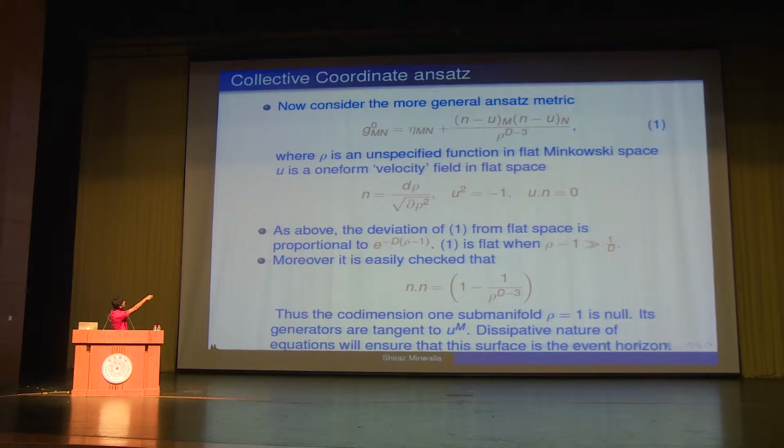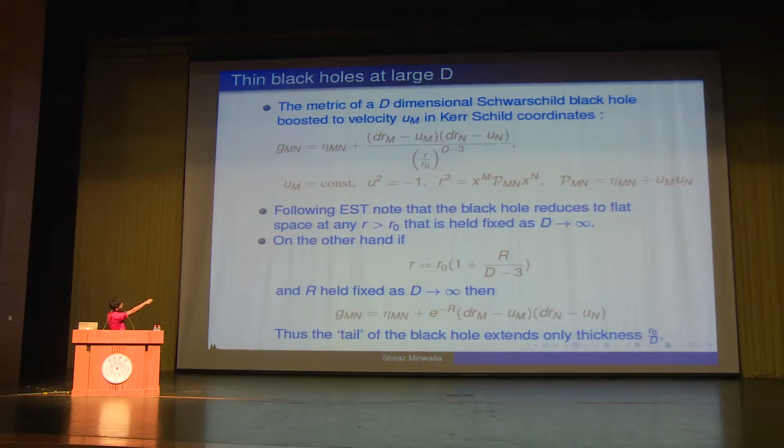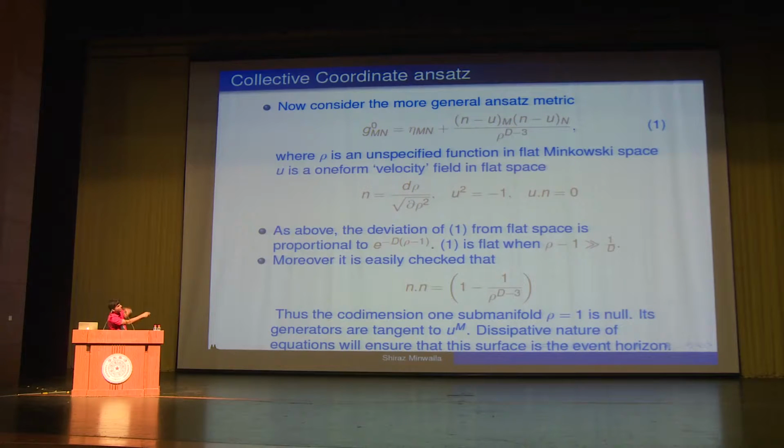Now, that's great. I'm going to consider something a little more general. I'm going to consider a metric that looks very similar to what I had in the previous transparency. There's flat space plus some stuff. In the previous transparency, this stuff was d r m minus u m by something particular. Here I take a generalized version of that metric. I look at the metric g_mn is eta_mn plus n_m n_n minus u_m u_n by rho to the power d minus 3. Okay, so now what are all these quantities?